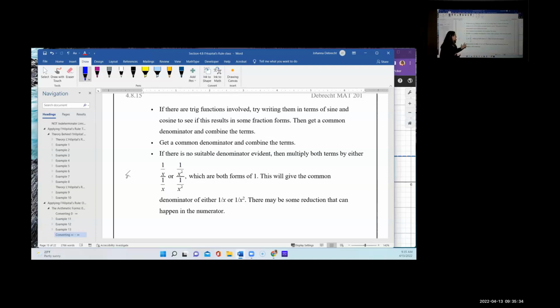If all else fails, multiply by 1 over x over 1 over x, or 1 over x squared over 1 over x squared. Now, multiplying by either one of these is allowed because they're both forms of 1. That will give a common denominator of either 1 over x or 1 over x squared, right? And then there may be some reduction that will happen. So these are the basic strategies, these 3 strategies for converting 2 different terms of form infinity minus infinity into one term that's a fraction.